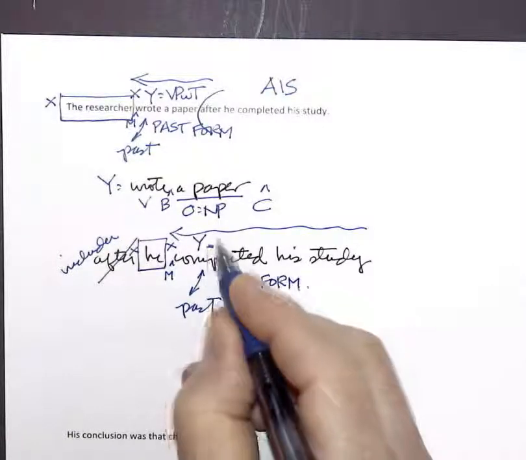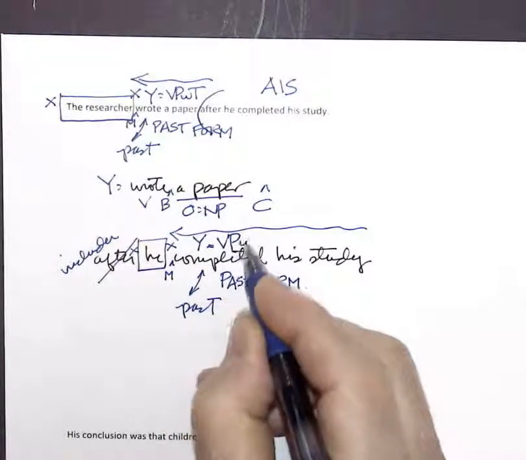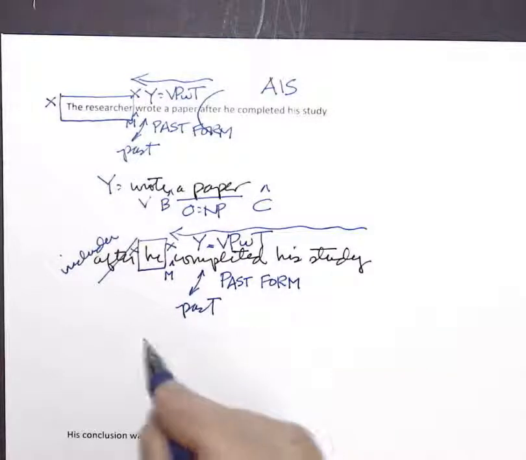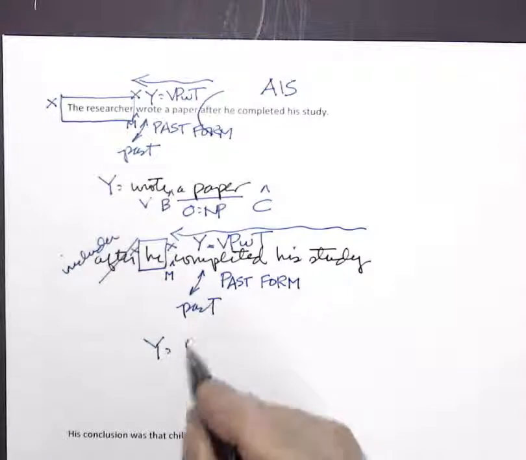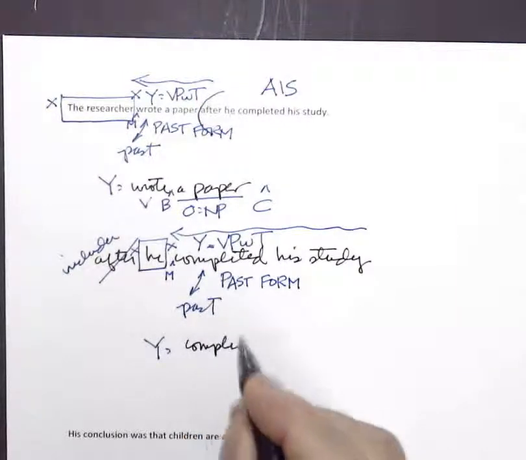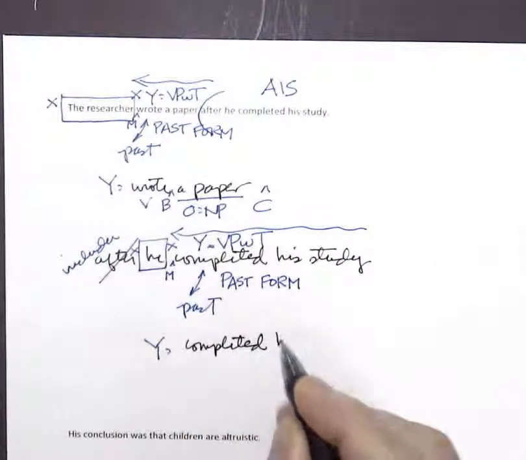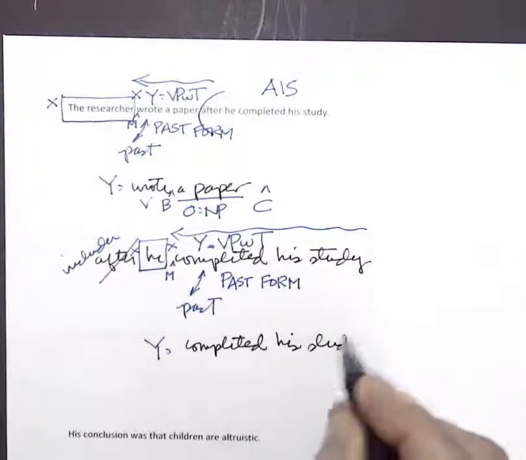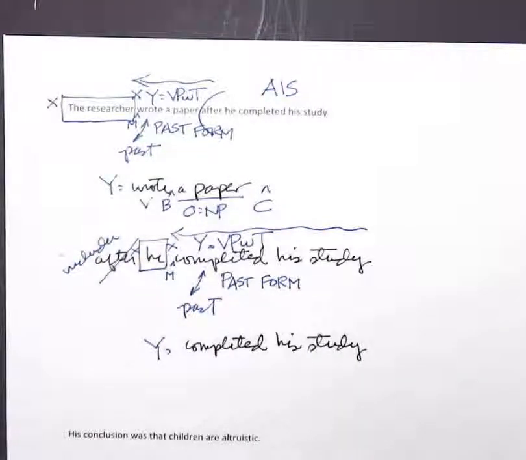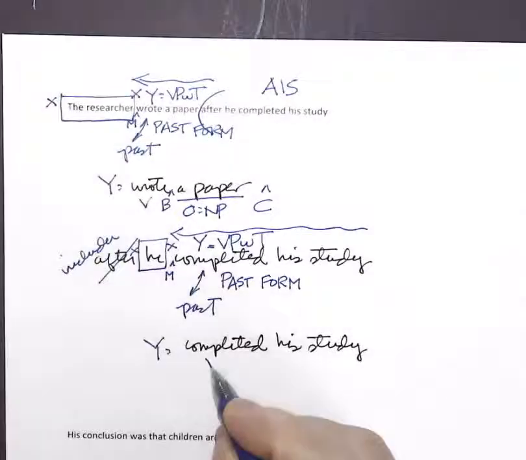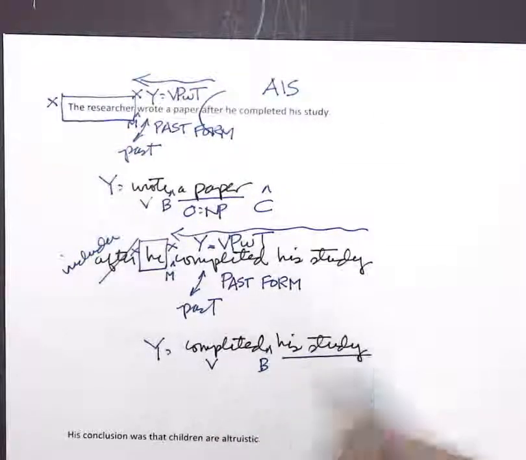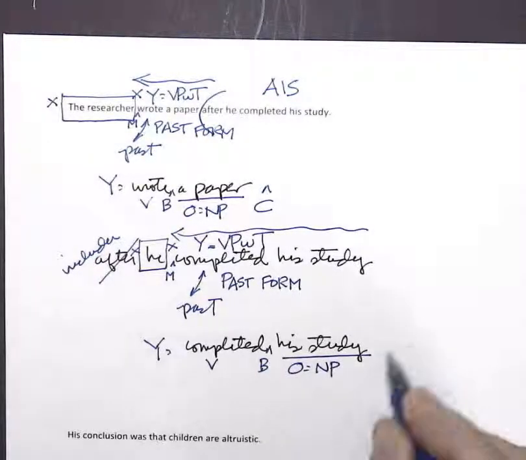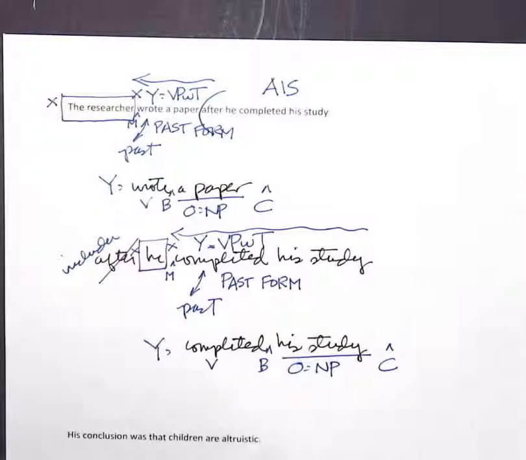And so the Y is a verb phrase with no time. Let's finish this by looking at the verb phrase. Completed his study. Verb, particle, object, noun phrase. And the complement place is empty.